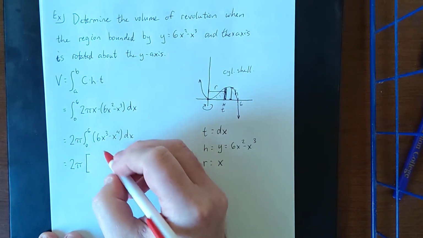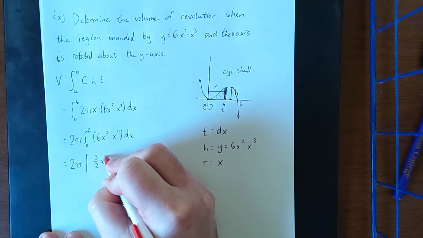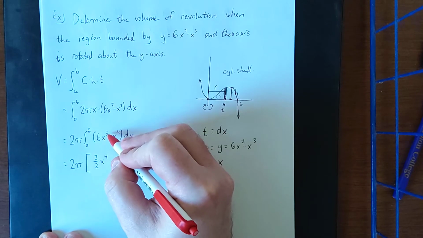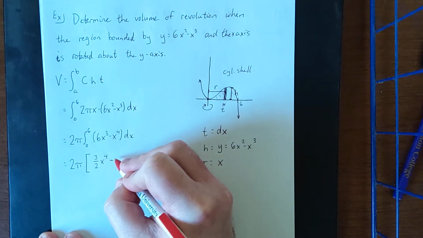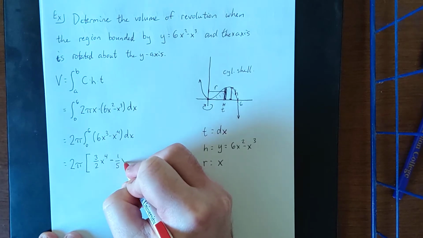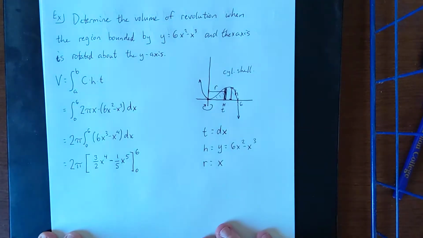Applying the power rule to both of these terms, the power of x goes up by 1, and we divide by the new power. This will be x to the 4th over 4, and 6 over 4 reduces down to 3 over 2. For x to the 4th power, this will become 1/5 x to the 5th power, going from lower bound 0 to upper bound 6.